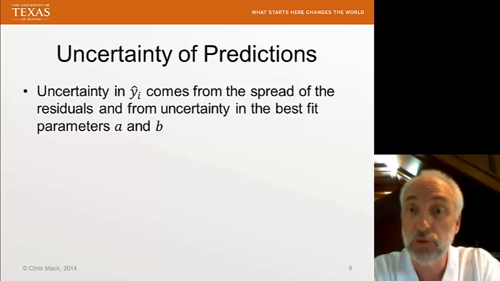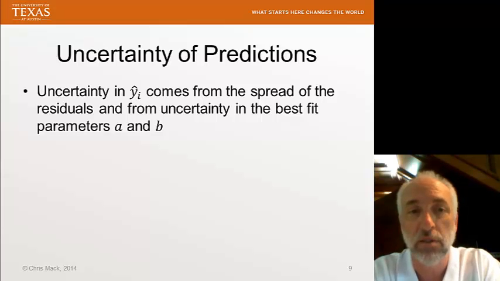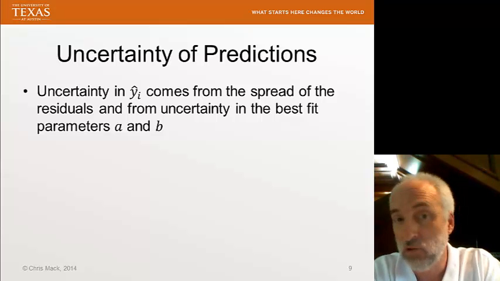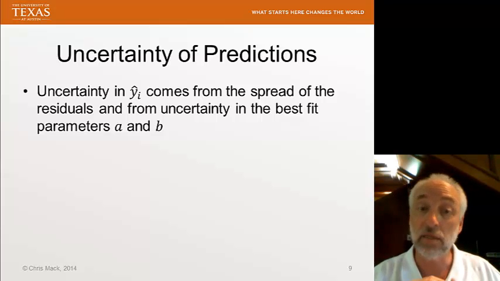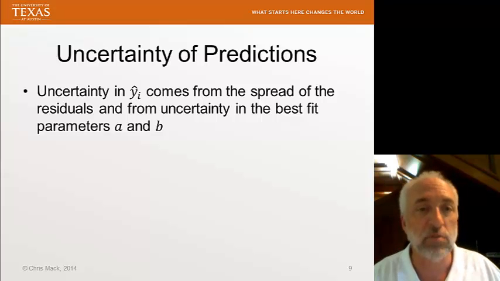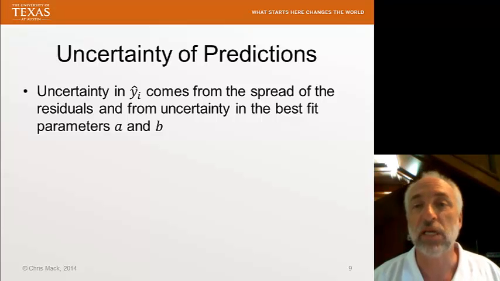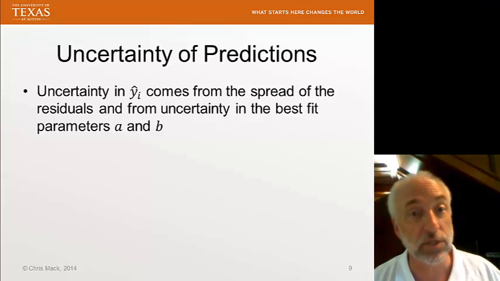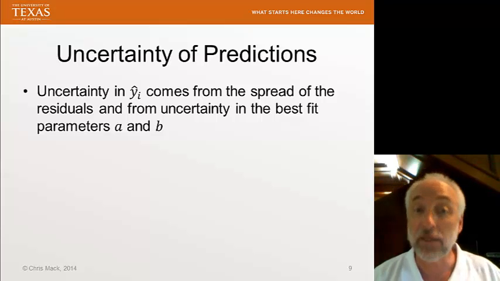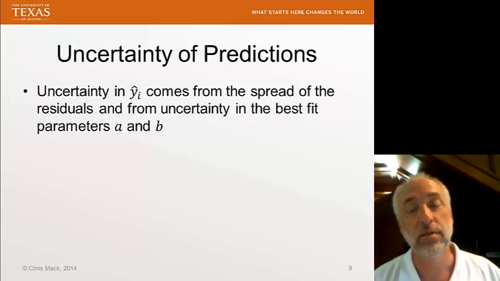Well, it comes from different things. It comes from the uncertainty, that is the spread about the mean in a y that is usual. And that comes from the residuals. How wide is the spread of residuals? But also, I get uncertainty in my predicted values that comes from uncertainty in A and B, the best fit slope and intercept for my linear regression. Any uncertainty in A and B will result in uncertainties in the predicted values of y.